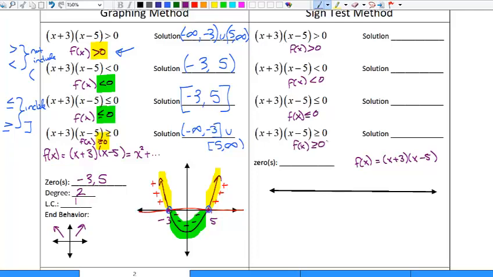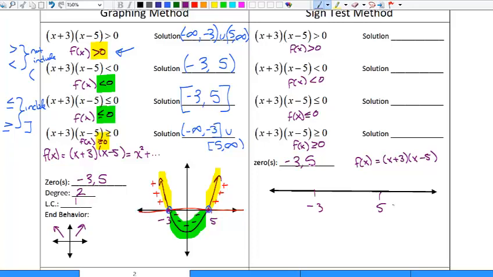I know that seems like a little bit of extra work, but it really is helpful to have it in that notation, okay? So step 3 says find the boundary points, which are the x-intercepts. So my x-intercepts, or my zeros, are -3 and 5. So I'm going to go ahead and put -3 and 5 on a number line. Notice this isn't an xy plane, it's just a plain number line.